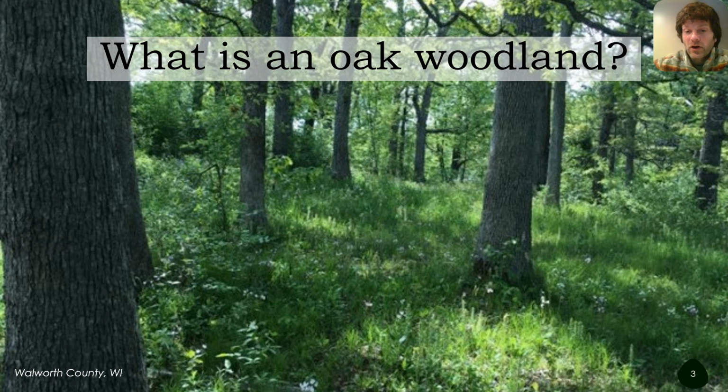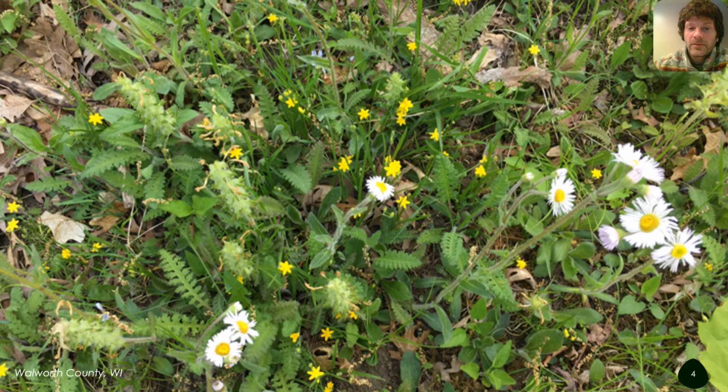So what is an oak woodland? Well, this is a picture taken in Walworth County, Wisconsin, that shows what I would consider to be an archetypal upper Midwestern or Wisconsin oak woodland. And of course you can see the oak trees in this image, but what I also want you to take away from this is that continuous grassy, sedgy, herbaceous vegetation that grows throughout, and the dappled light conditions, the bright conditions of this woodland.